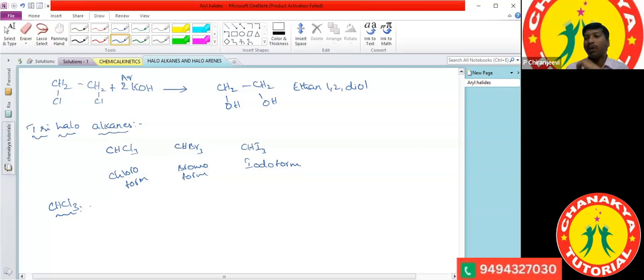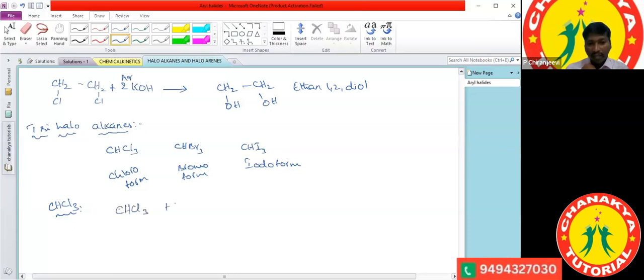Nowadays it is not used as an anesthetic drug. Why is it not used? Because whenever it is exposed to sunlight and atmospheric air, it forms phosgene. Phosgene is highly poisonous, so due to that reason we are not using it nowadays.